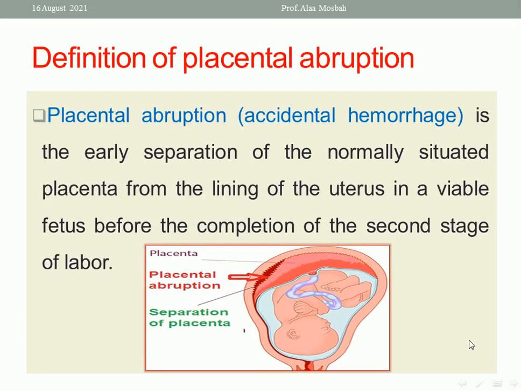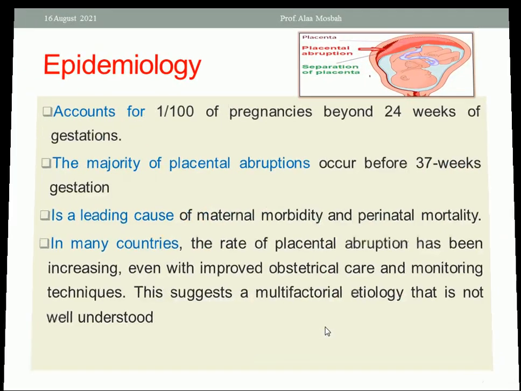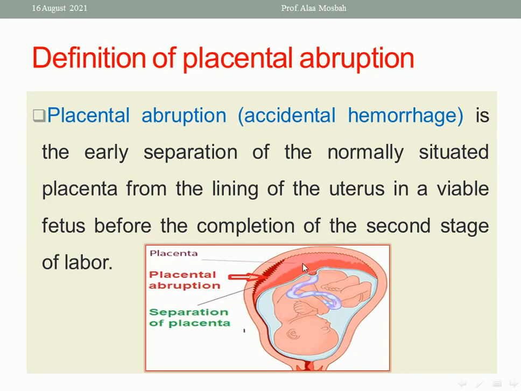So what is the definition of placental abruption, or accidental hemorrhage, the old name? It's the early separation of a normally situated placenta from the lining of the uterus in a viable fetus, 24 weeks gestational age, before the completion of the second stage of labor. Okay? As you see in this picture, this is the placenta, and this is the separation, this is the blood collected behind the placenta.